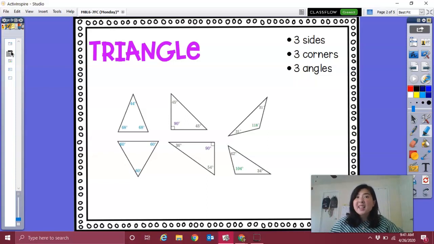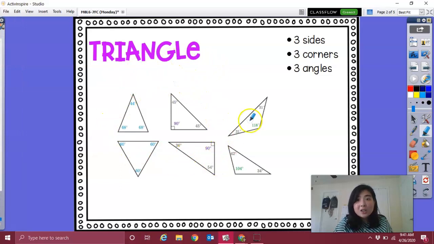Now, the biggest thing I just want you to get out of this is that triangles can look very, very different. So if you look at this triangle, it looks very different than this triangle, but are they both triangles? Absolutely, they're both triangles because they share the same attributes or characteristics. They both have 3 sides, 3 corners, and 3 angles.